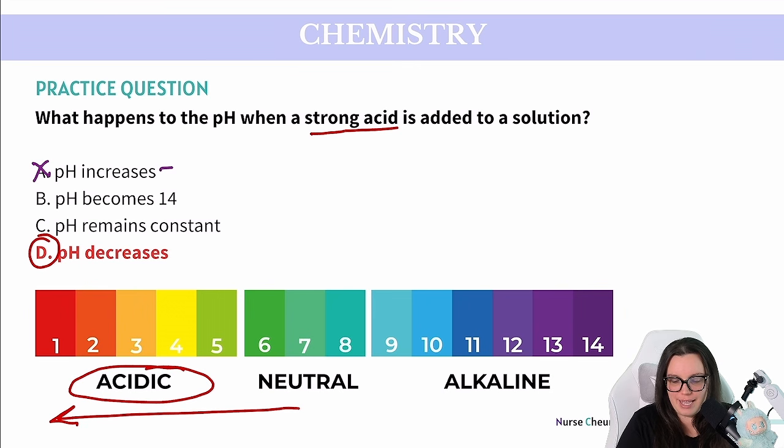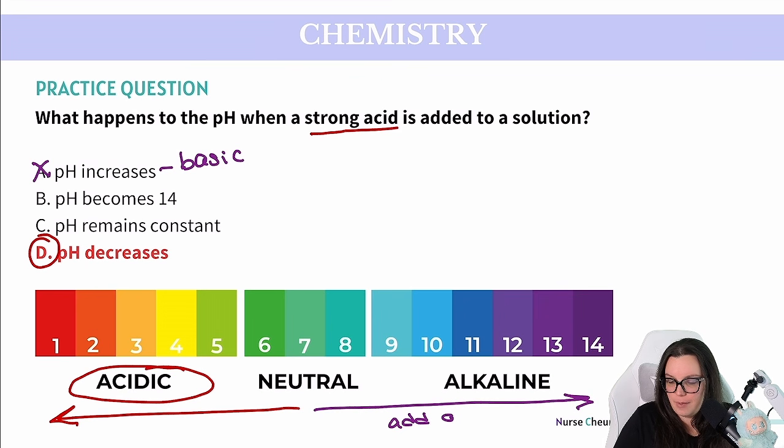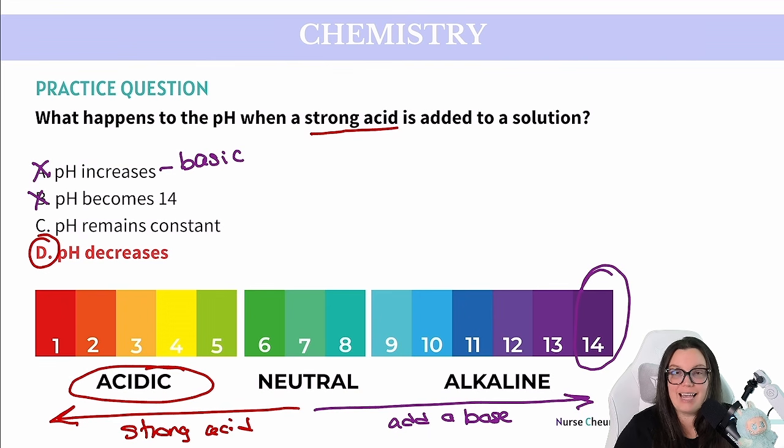pH increasing. This would mean that we would have to add a strong basic type of solution. In order for us to have that happen, that would mean we would shift to the right if we were to add a base. And in this case, that's not what we're adding. We are specifically adding a strong acid, which is the reason that A would be incorrect. B would also be incorrect if you think about it, because 14 is all the way down here on the alkaline basic scale. So we wouldn't be shifting to the right, we would be shifting to the left, making B also the incorrect answer. And then of course, C doesn't make any sense. If we were to add something to a solution, there's going to be some kind of change.